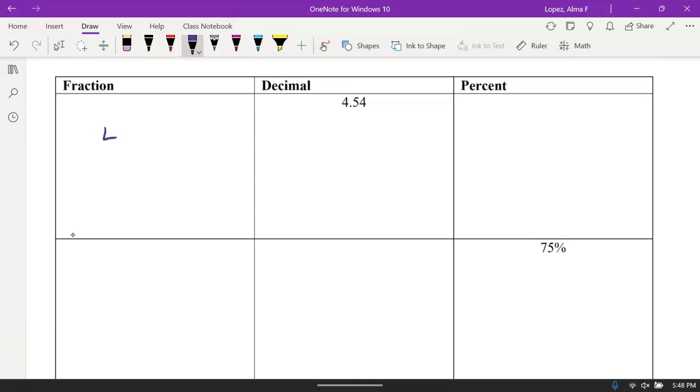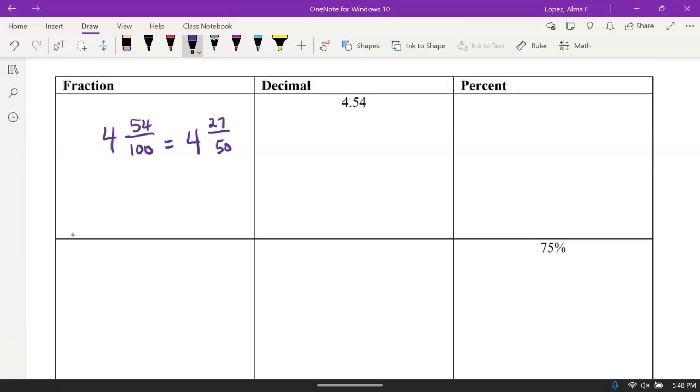4.54. I know the 4 is going to be a whole number, and 0.54 is tenths, hundredths, 54 100ths. And to reduce, that's going to be 4. And again, for time's sake, you can pause the video and do it, or I can tell you that it's going to be 27 over 50, reducing like we did before.